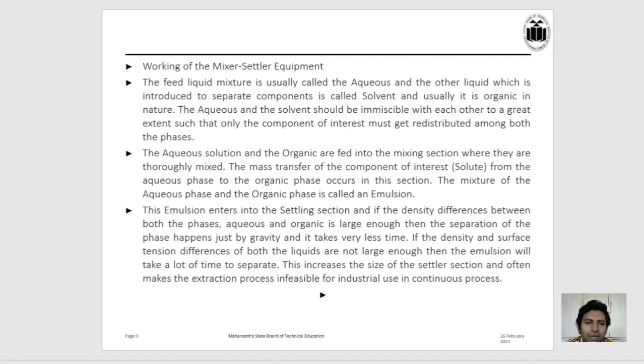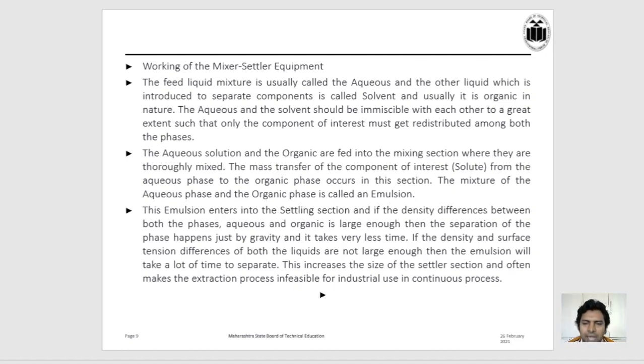If we think about the working of the mixer settler equipment, the feed liquid mixture is usually called the aqueous, and the other liquid which is introduced to separate the components is called the solvent. The solvent is basically organic in nature. The aqueous and the solvent should be immiscible with each other to a great extent, such that only the components of interest get redistributed among both the phases.